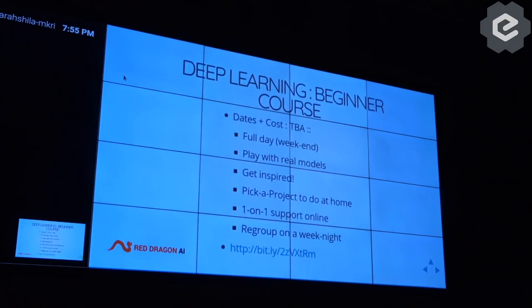Then we'll also probably be doing a deep learning beginner course. But this will be slightly more than an AI Saturday or a one-day event or an NVIDIA thing. The idea is we'd have a full day of stuff to play with real models. We've done this before. But there'll also be a list of projects to actually go away and do, with a midway point to check on people's problems and what's going on, and then a wrap-up session. So we have some kind of one-on-one thing, but also regroup.